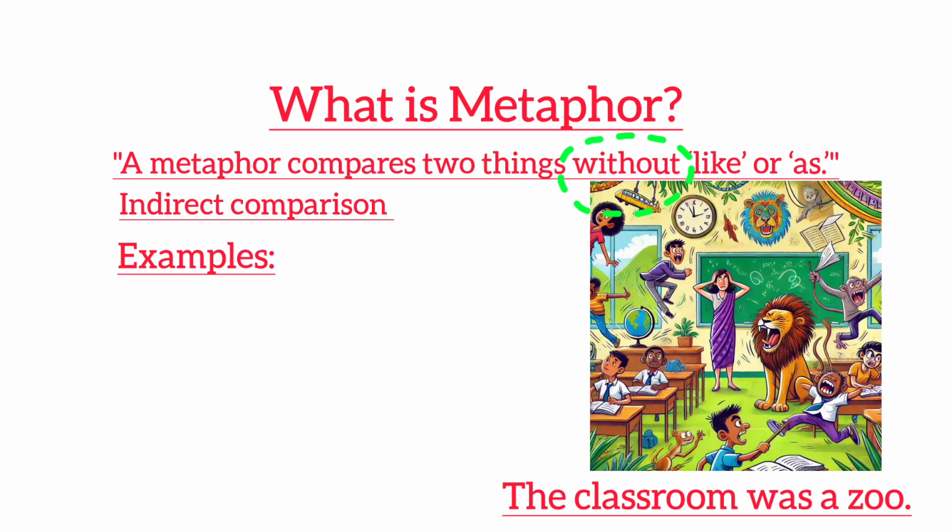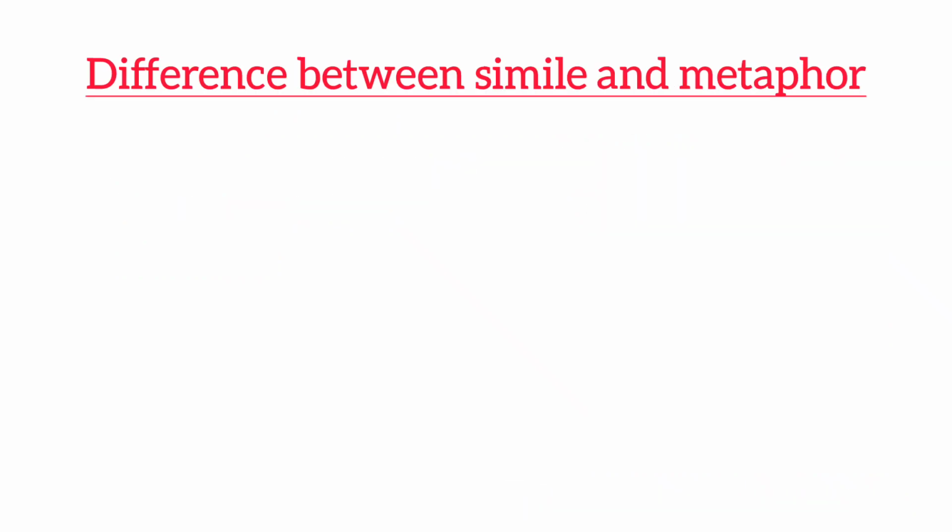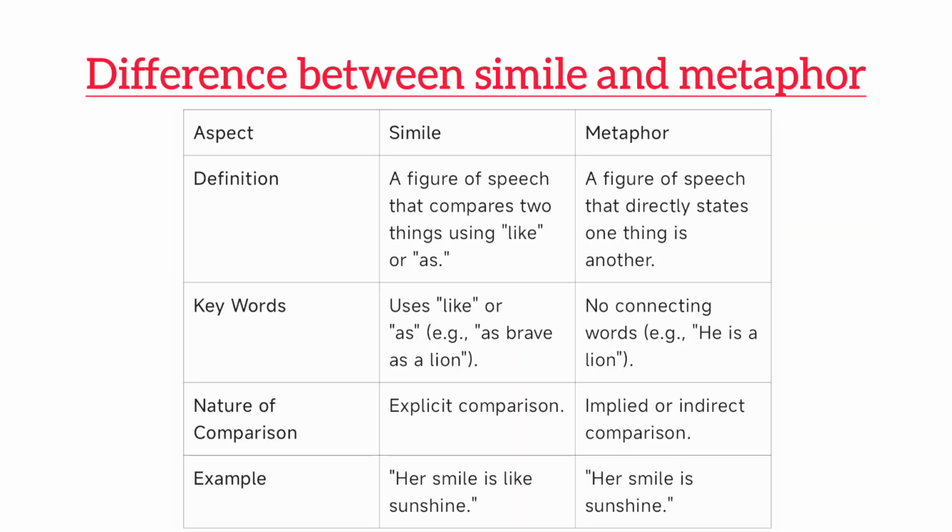The key points to remember in a metaphor are three. In a metaphor, there is a comparison which is made. Secondly, the comparison is between two things different in kind. Thirdly, the point of comparison is implied. The difference between simile and metaphor is simple.